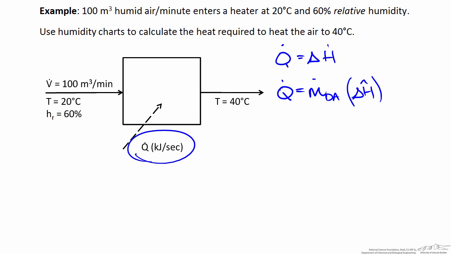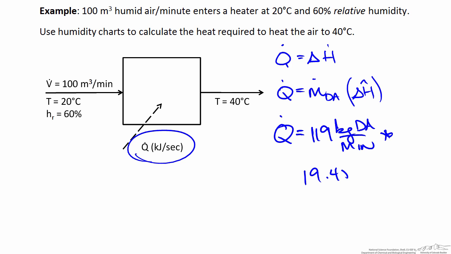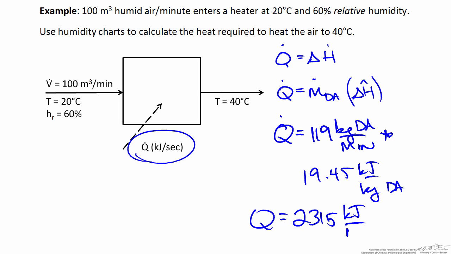If we go back to the beginning of the problem, we can use these two numbers that we got from the humidity charts to solve our energy balance. So again, Q is equal to the mass flow rate of dry air times the change in specific enthalpy given to us on a per kilogram of dry air basis. So using our numbers, Q is equal to 119 kilograms of dry air per minute times our change in specific enthalpy, which is 19.45 kilojoules per kilogram of dry air. So the heat required for this process is 2315 kilojoules per minute.